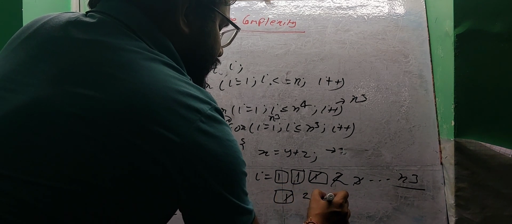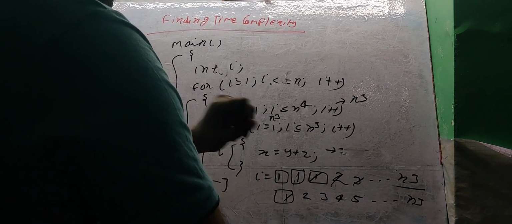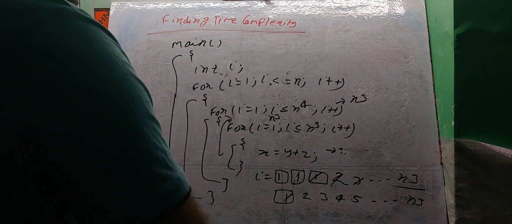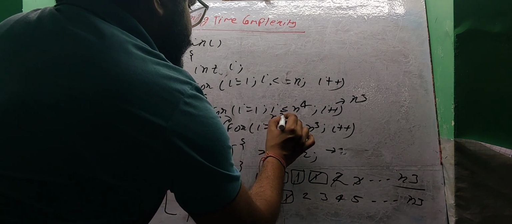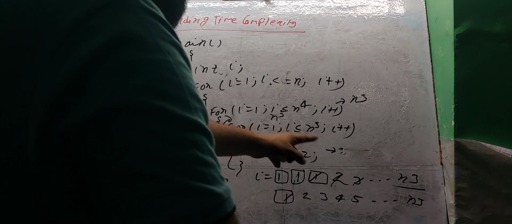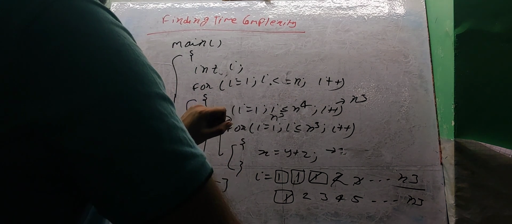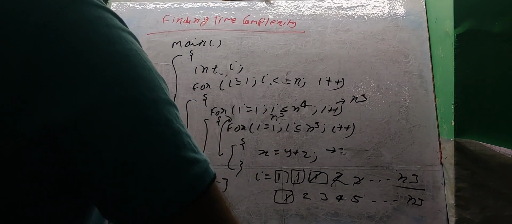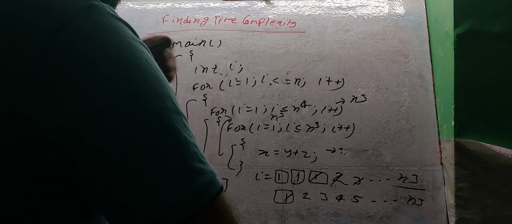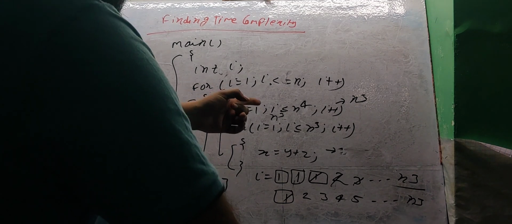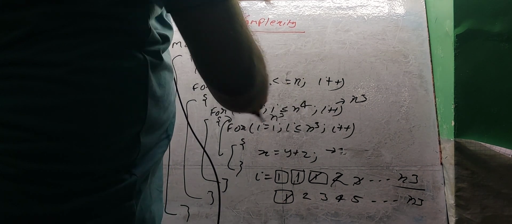Then again 2, 3, 4, 5, dot dot dot, n cube. Okay. Now I value will be n cube. Again it will terminate, and I value becomes n cube again. Every time the third loop terminates, I value will be n cube, and n cube is lesser than n to the power 4. So again and again when the third loop terminates, it will go to the second loop. Here the second loop condition is less than n to the power 4, so it will again enter the third loop.